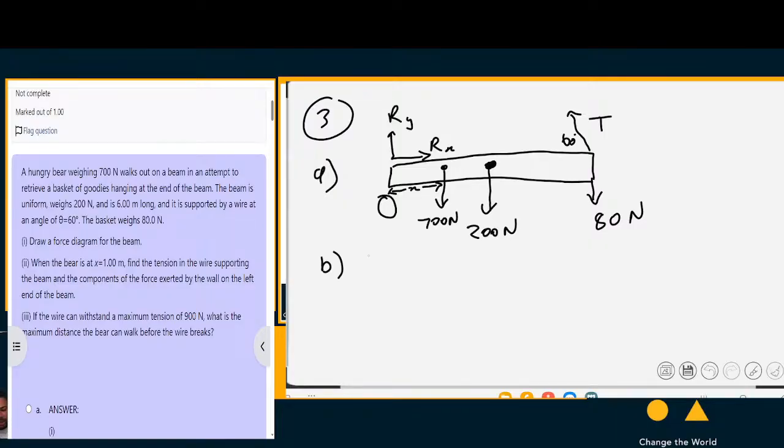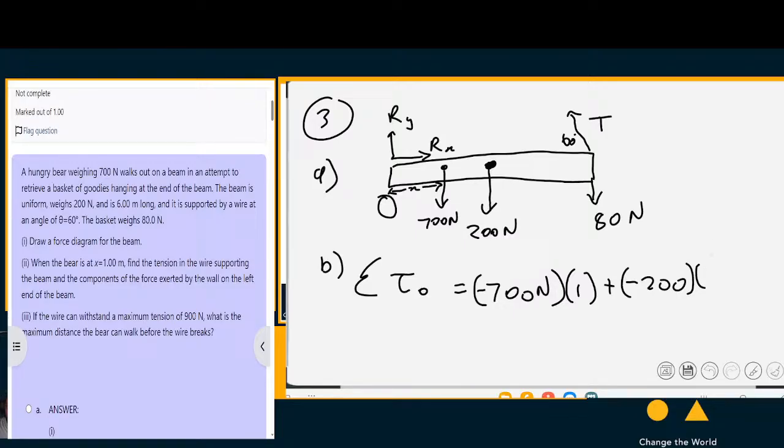Okay, so x is at 1 meter, so the sum of the torques around the origin is equal to, first of all, those three forces: 700 newtons multiplied by a distance of 1 meter. Of course, they're all going down, so it's -700, plus we have -200 times 3 meters, plus -80, force going downwards, and that's at 6 meters, okay?